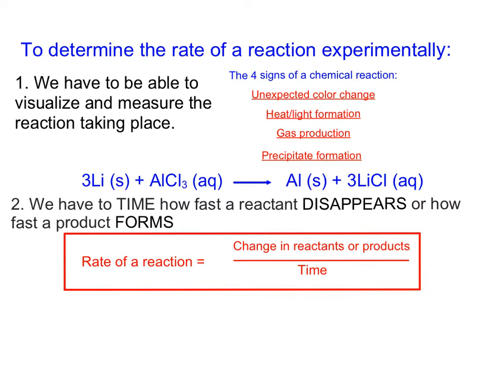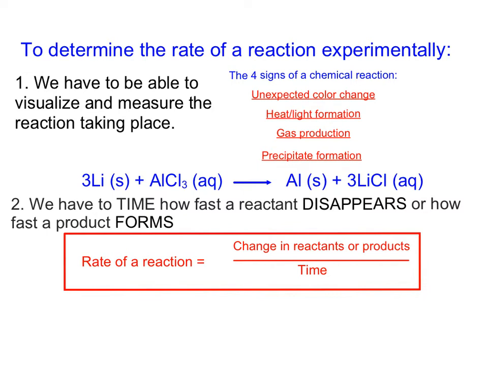And you're going to do that by tracking the different signs of a chemical reaction. You've been drilled to death the 4 signs of a chemical reaction: an unexpected color change, heat and light formation, gas being produced or made, and a precipitate being formed. In a lab setting, you will do an experiment. We'll do a lab like this this year, where you're going to take a stopwatch and you're going to measure how long it takes for solids to appear, or how long it takes for a gas to appear.